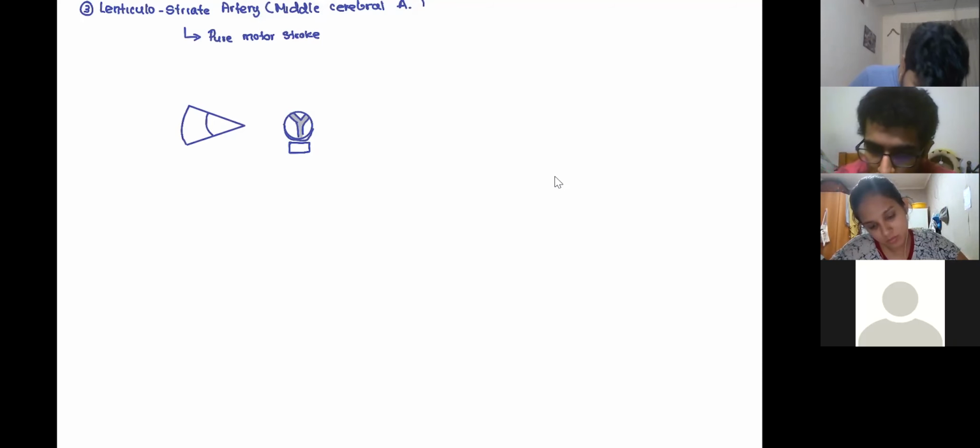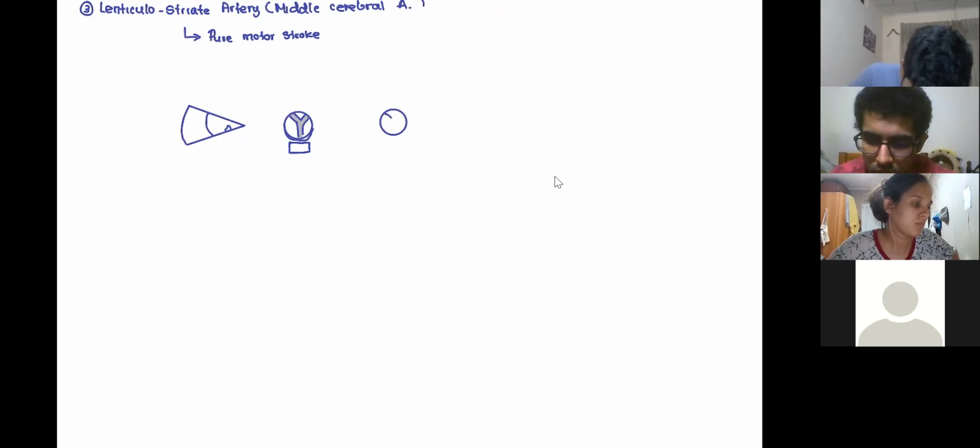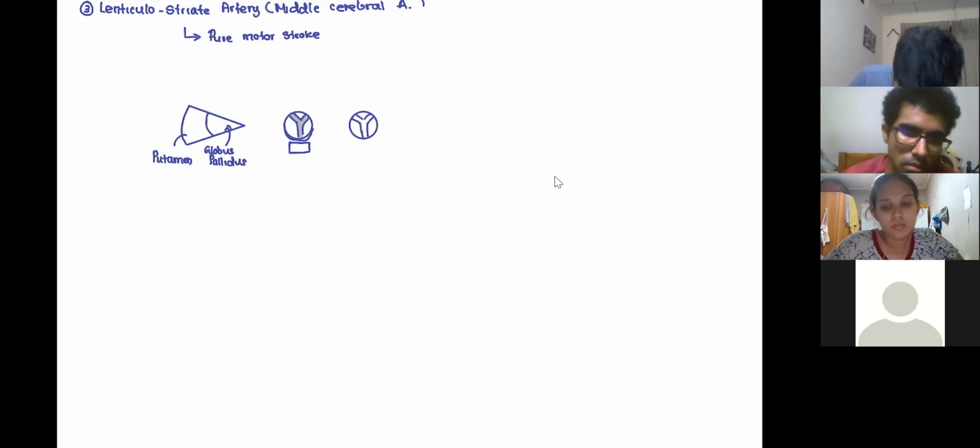The lentiform nucleus is made up of 2 parts. One is called the putamen, and the medial part is called the globus pallidus. I shouldn't label it because I won't have space. You guys can draw this all, both sides. Here's the thalamus. Let me keep the labeling on one side. So I'm drawing what is between the 2 thalami. What goes between the 2 thalami?